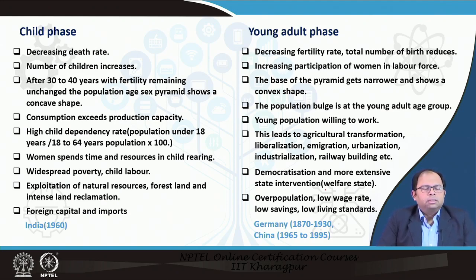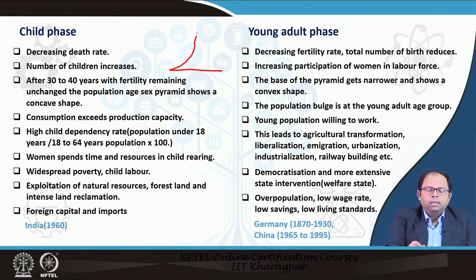So in the child phase, that is at the beginning, almost like a pre-industrial society, as we are discussing, both birth rates and death rates were high, and then gradually the death rate starts decreasing. So the number of children starts increasing in this particular society. And after 30 to 40 years with fertility remaining unchanged, the population age-sex pyramid shows a concave shape. So when I have a population pyramid, it will look something like this. There are more people in the lower age groups and fewer people in the higher age groups.